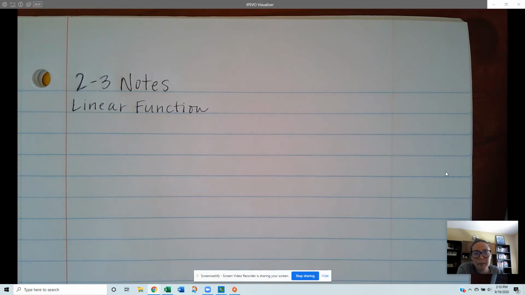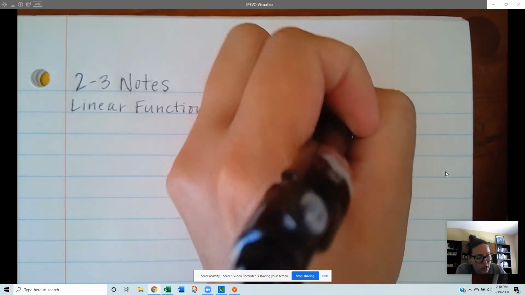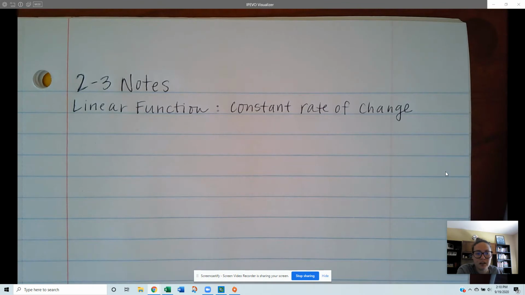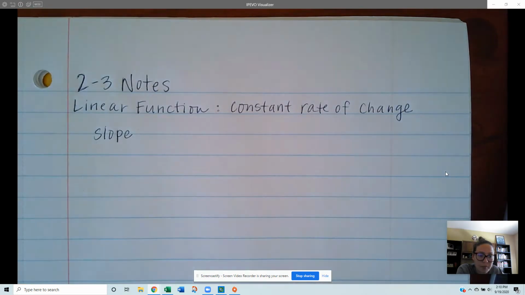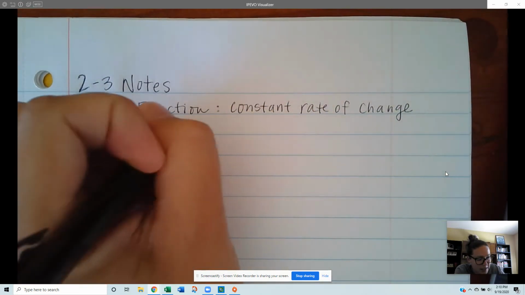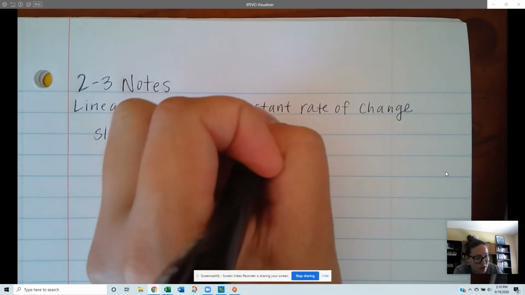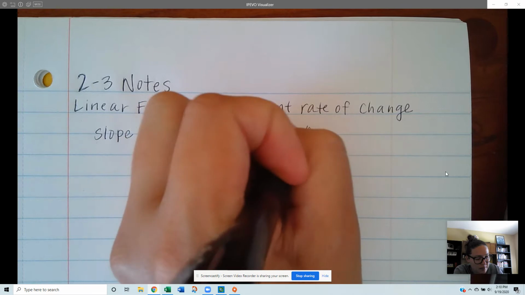But at the end of the day, what makes a linear function is that it has a constant rate of change. A constant rate of change. Now, we know rate of change by different names. Rate of change is the same thing as the slope, or rise over run, or change in y over change in x.